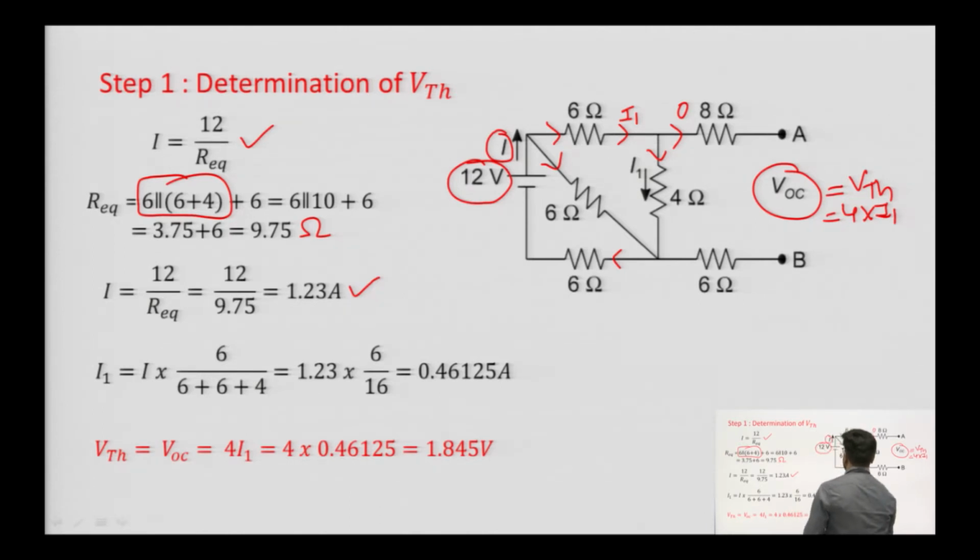Now I have found the value of I. Now, to find I1, we will use the current divider rule. This is nothing but the current divider rule.